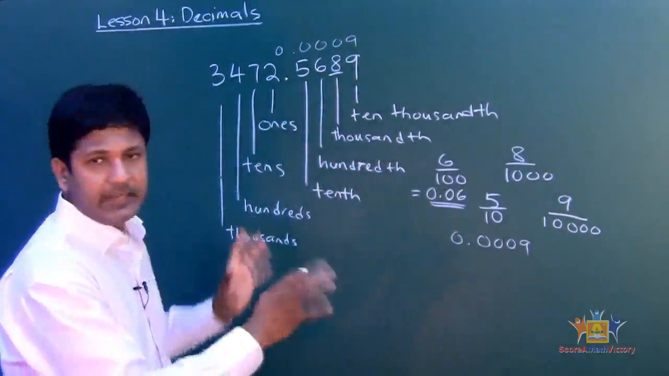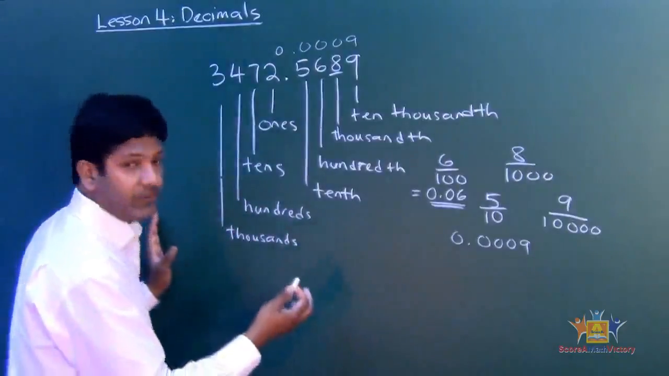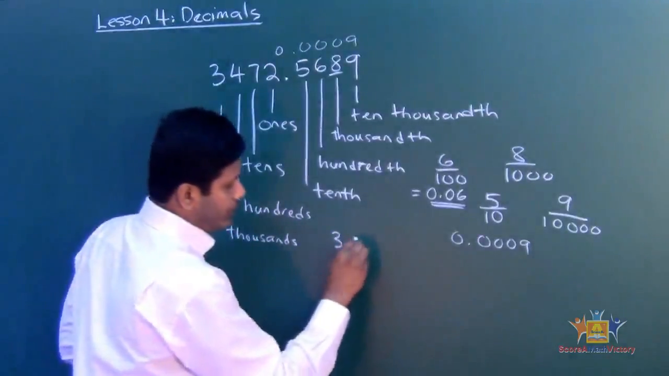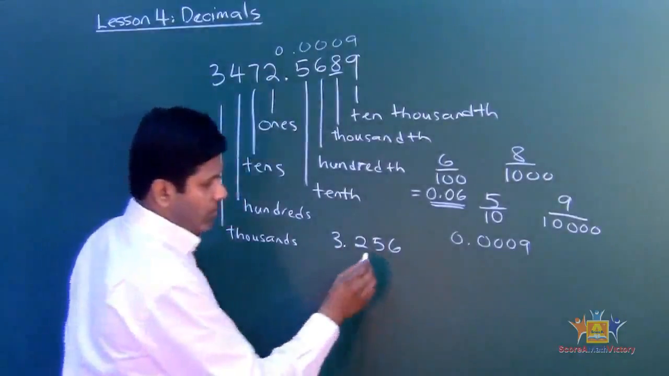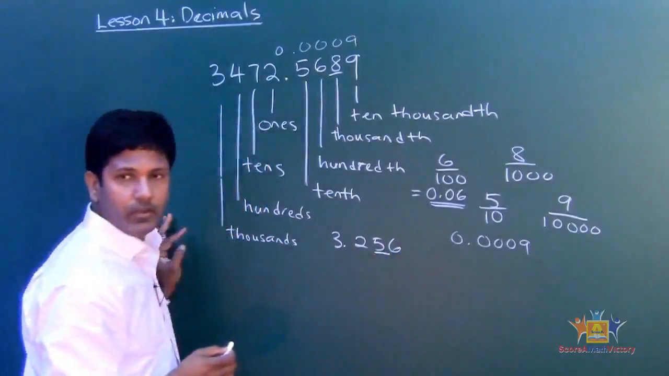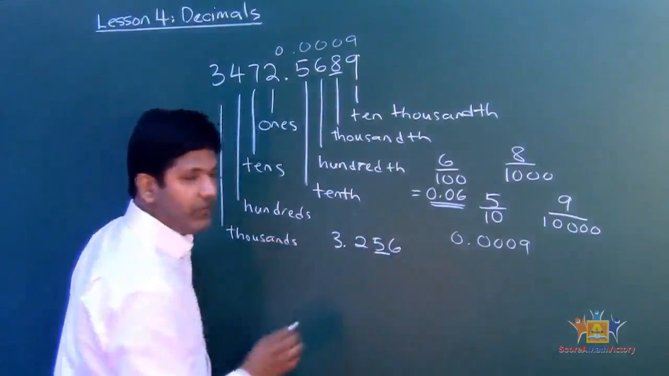So now let's do a few problems. Let's say, for example, I give you 3.256. Now, if I were to underline 5, what is the place value of 5?